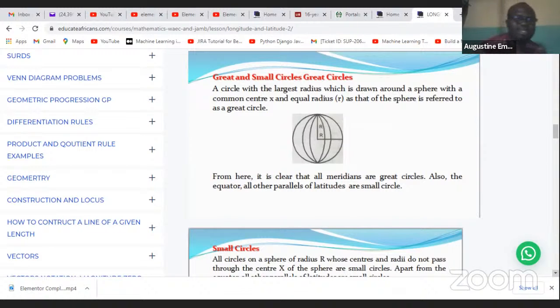Now, only the equator is the latitude that is a great circle. All other parallels of latitude are small circles. They are not great. So a great circle is any circle that has the same radius as the sphere in which it can be found. In that case, it can divide the sphere into 2 equal parts. So all the meridians are great circles. Only the equator is the great circle for the latitude.